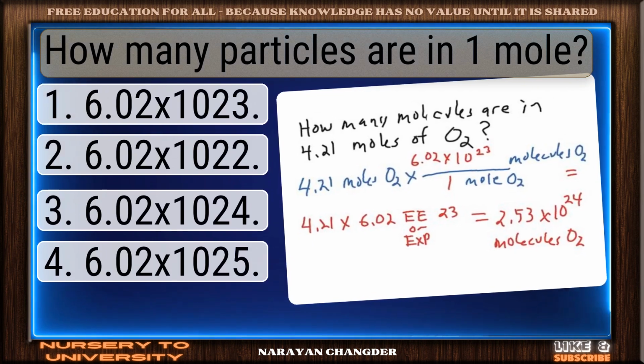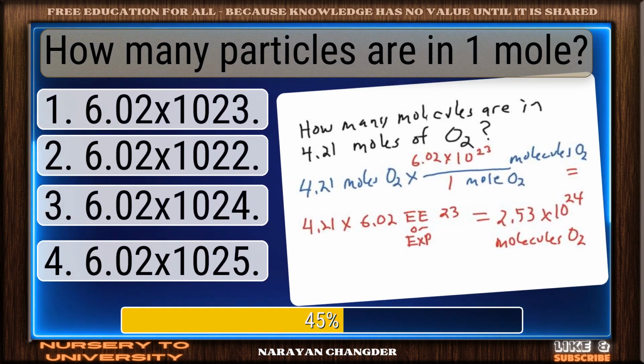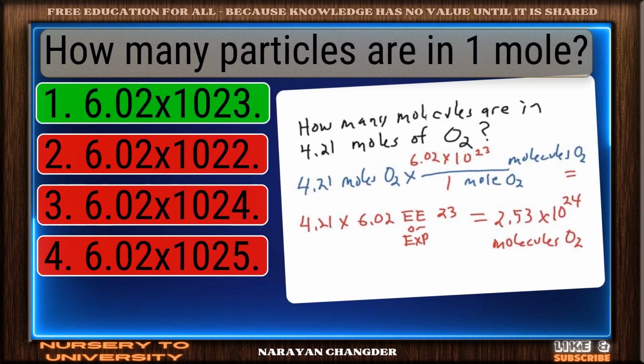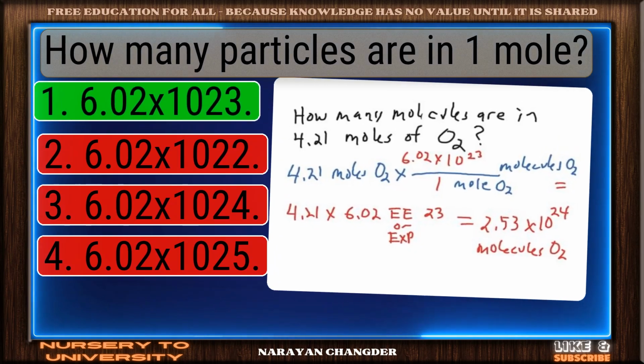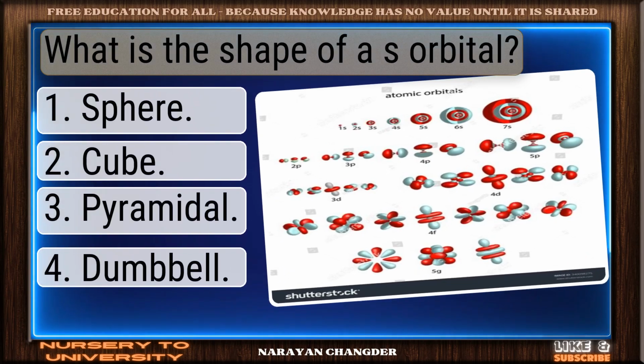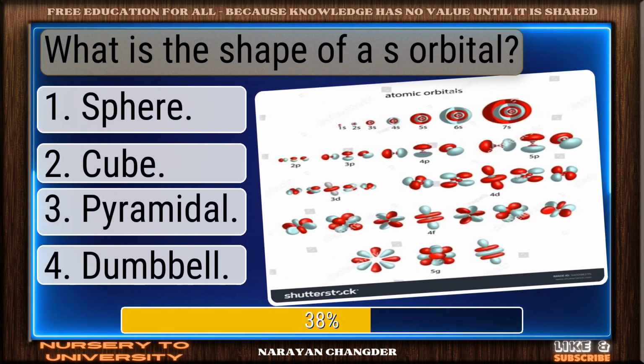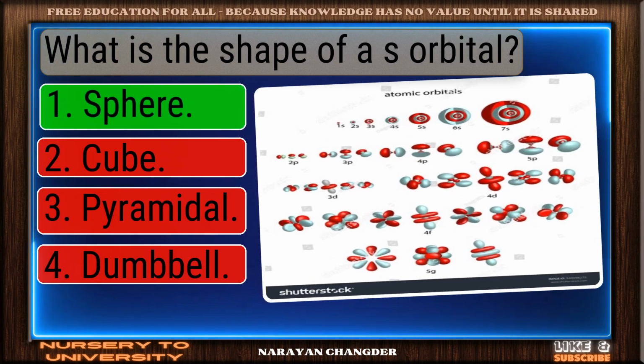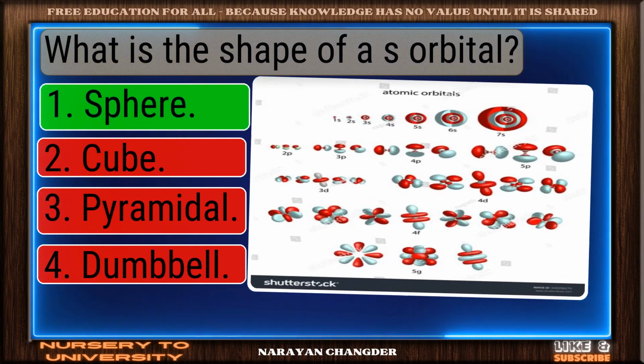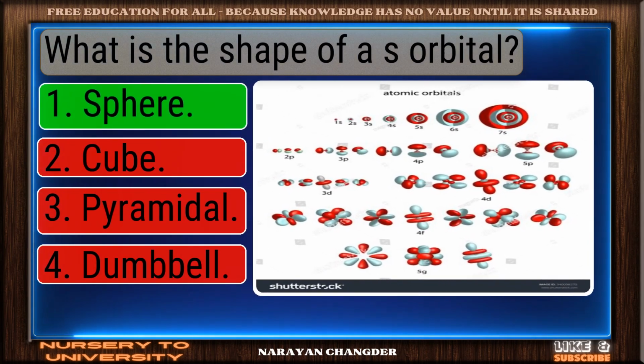How many particles are in 1 mole? Strong choice. 6.23 is the right answer. What is the shape of an s orbital? Well picked. Sphere is the correct answer.